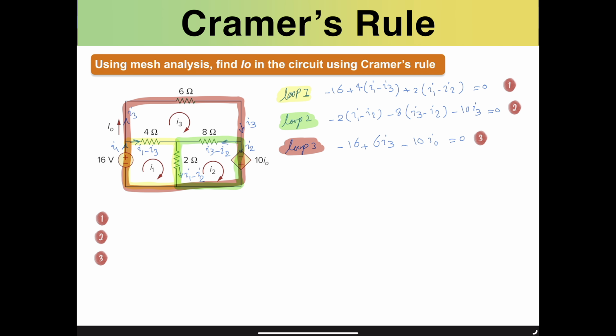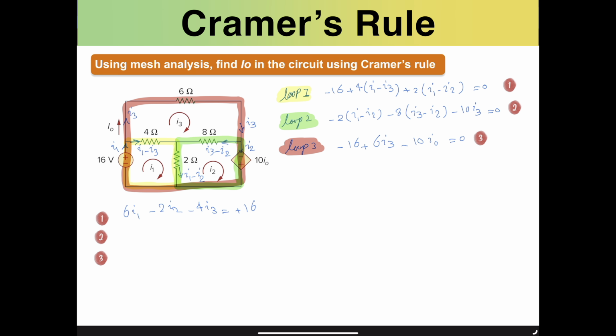So equation number 1, if I want to keep I1 at the very first, what I would have is 4I1 is here and 2I1 are going to sum up to get 6I1. Then in terms of I2, I have minus 2I2. And in terms of I3, I have minus 1 times 4, so minus 4I3. In terms of the constant, we have minus 16 here that we can easily move to the other side of the equation. So we would have plus 16.